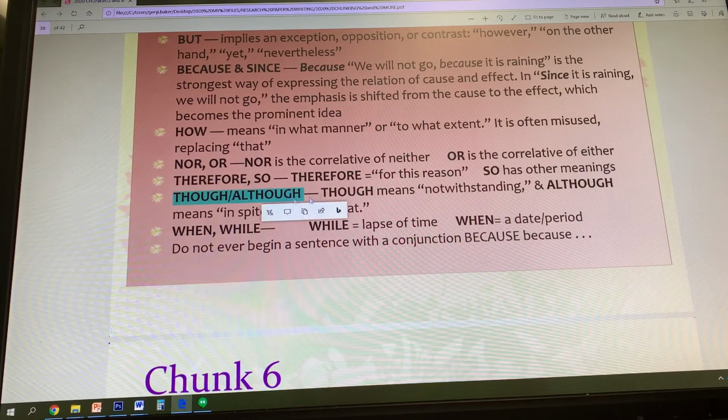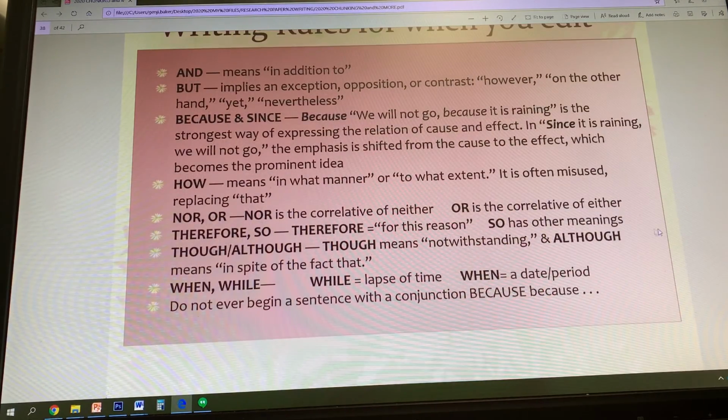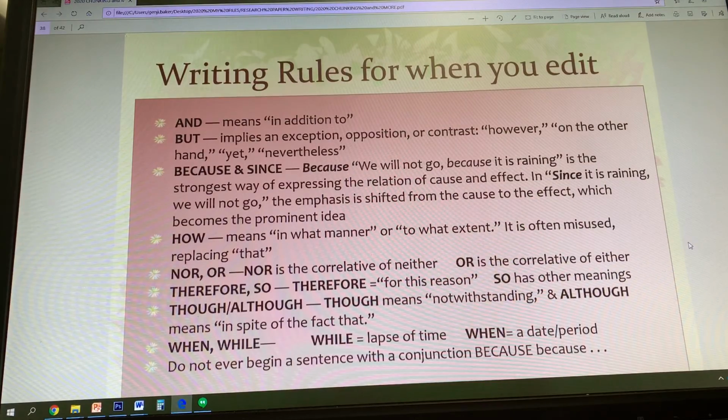Though and although, know the difference. Though means notwithstanding, although means in spite of. When and while. While is a lapse of time. When is a date or a period. Okay? Just some very strange things that people tend to not think about when they're writing.